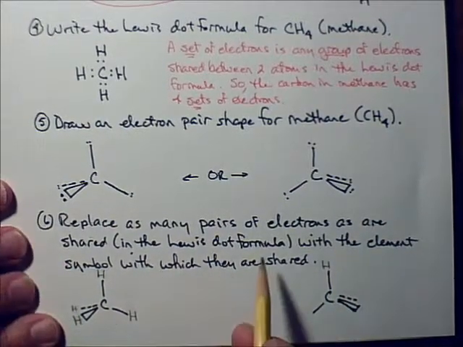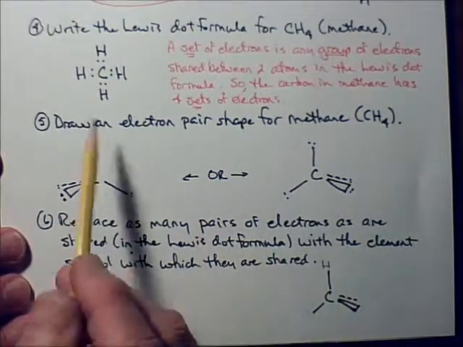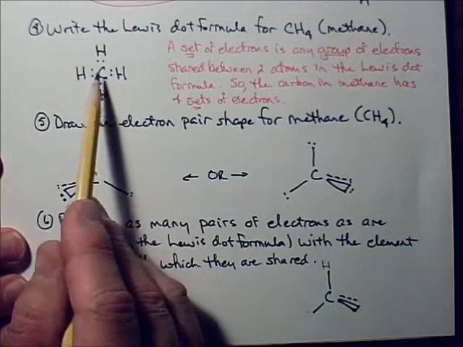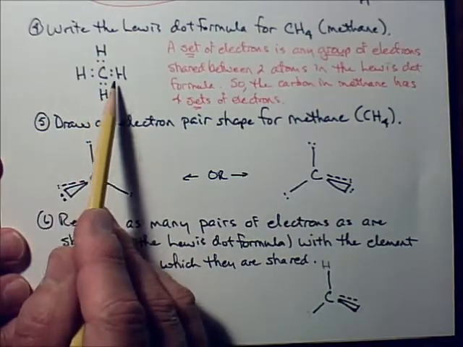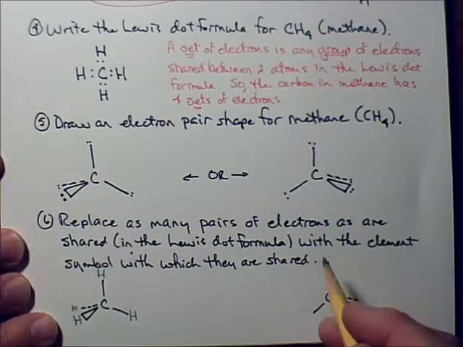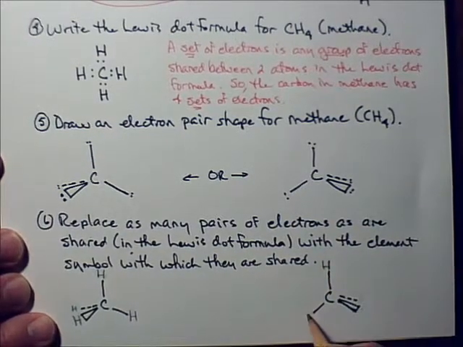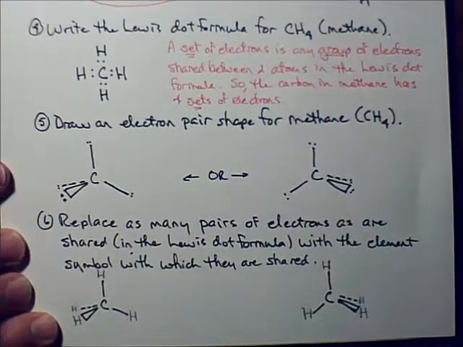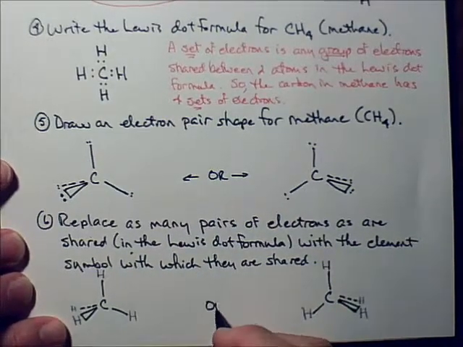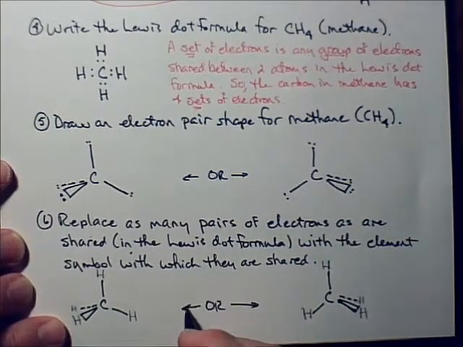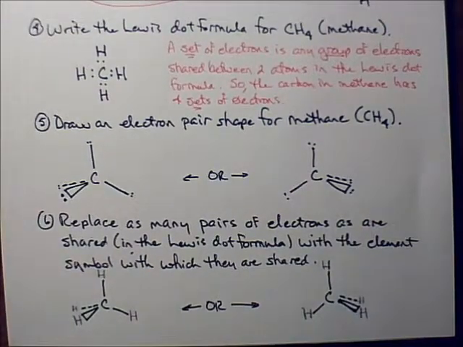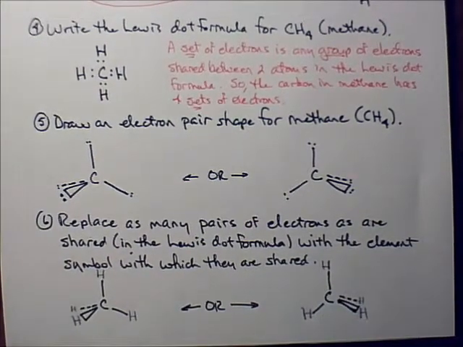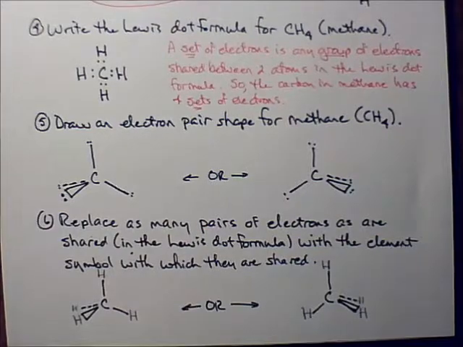As are shared in the Lewis dot formula. So all of these sets of electrons around that central carbon are shared with a hydrogen. So we're going to replace all of them in this next drawing. Either one of these drawings is fine. You can't just have it going from 4 different ways. You have to have a 3D looking one.